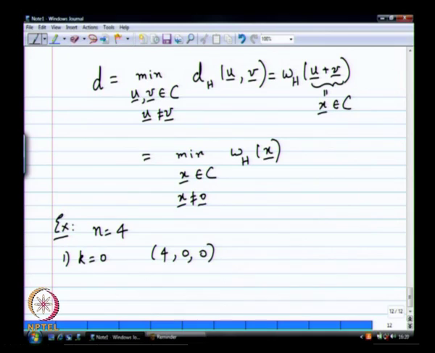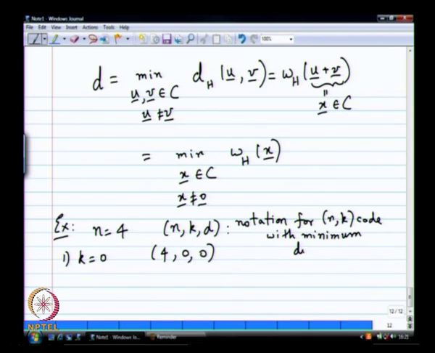So I should tell you what I am writing here. Codes are usually denoted n, k, d. So we will denote codes as n, k, d. That is the notation for an n, k code with minimum distance d. So for k equals 0 we saw just one code, which was just 0 0 0 0, and that is a 4 0 0 code. So that is not very interesting.